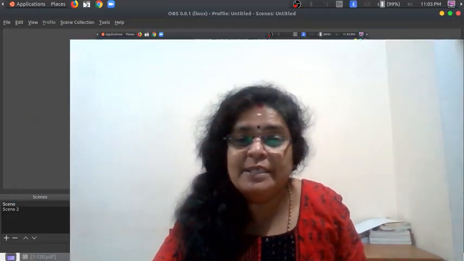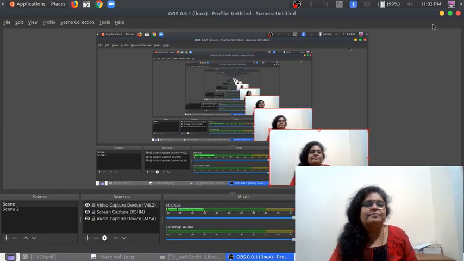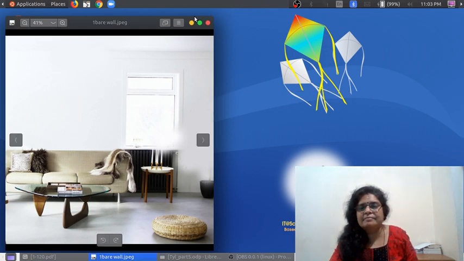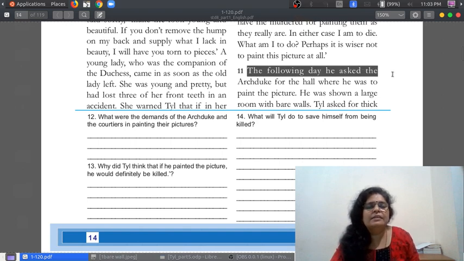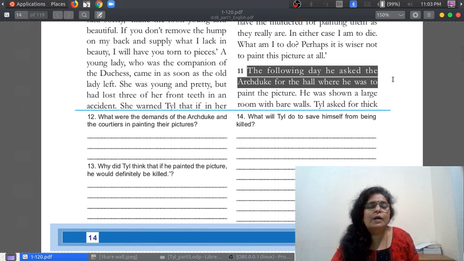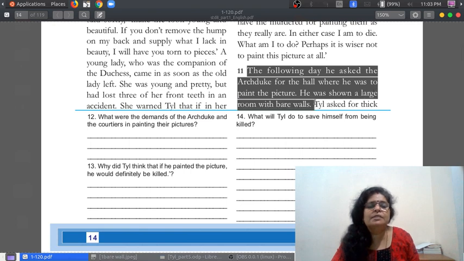Let us see what is going on. Ready? Here we go. So, the 11th paragraph. The following day, he asked the Archduke for the hall where he was to paint the picture. He was shown a large room with bare walls.